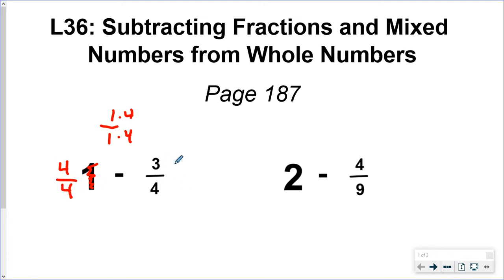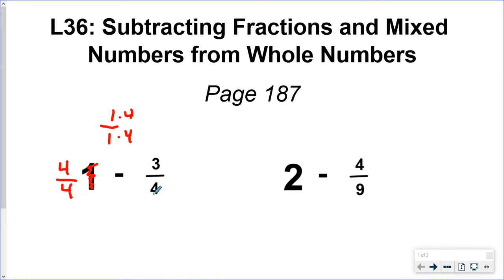Now, if this fraction was 3/8 instead of 3/4, then I would change this to 8 over 8, because I want the bottom numbers to be the same. That's going to be the key for today, making sure those bottom numbers are the same. So I'm going to get rid of this so it's not overly confusing. Now, I've taken my whole number 1 and changed it to 4 over 4, because 4 over 4 is the same as 1. Even though I changed the numbers, I didn't change the value. Both of these equal 1.